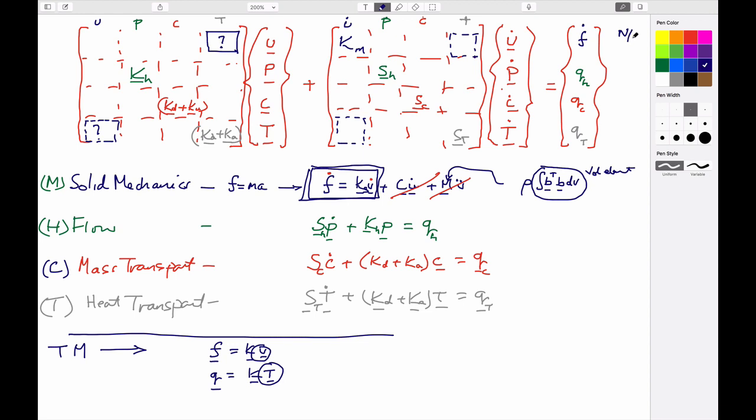So this is newtons per second, I suppose. This is a volumetric flux, so this would be meters cubed per second. This is a concentration, a mass flux, so it would be, say, kilograms per second. And this would be a heat flux, so it would be watts, I guess. Watts per second. So a watt is a watt.